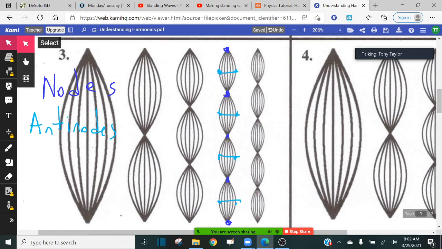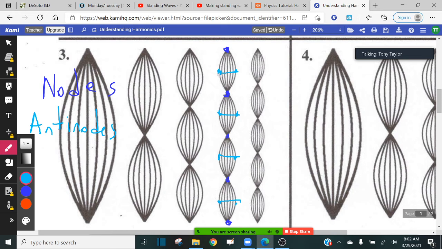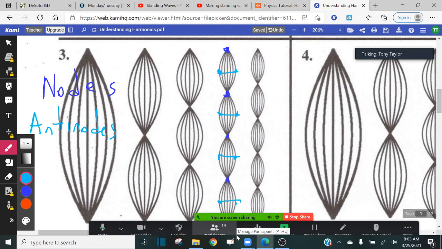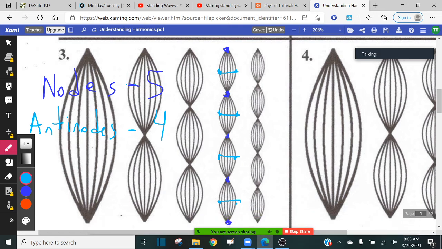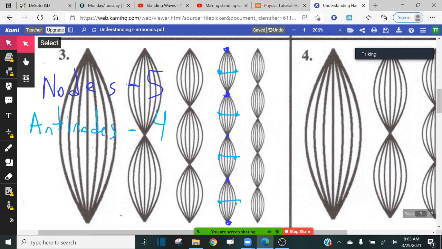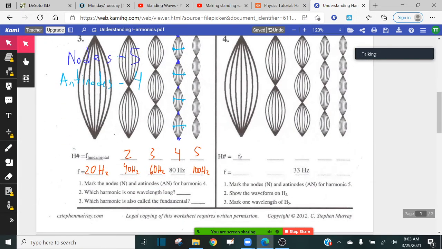So just so we're clear, guys, I want you to see that here we have 1, 2, 3, 4, 5. We have 5 nodes, which means we will have 4 antinodes, right? So 1, 2, 3, 4. The fourth harmonic always has 4 antinodes. Okay, let us keep going.